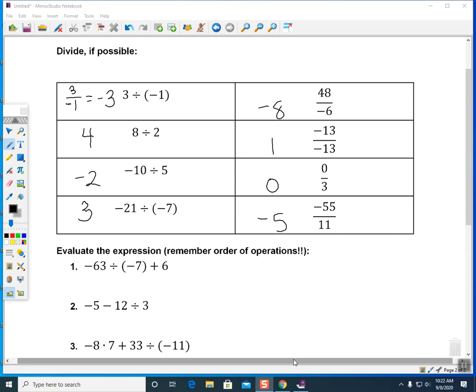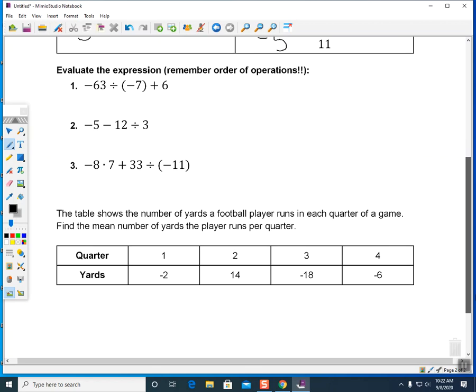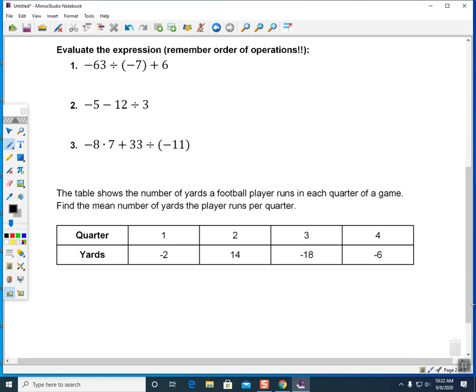All right, this is what you should have gotten for your answers: negative 8, 1, 0, and negative 5. If you did not, go back and check your work. All right, I've got a couple more examples down here below.